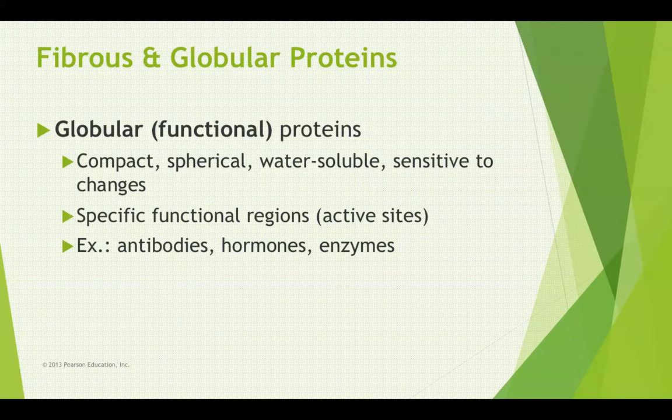Globular proteins, I always think of a little glob shape. They look like spherical proteins. They're very compact, but they actually have a very specific shape to them. So they are water soluble, and they're sensitive to changes in pH and temperature. Specific functional regions on these globular proteins are called active sites, and that's really important for the functioning of these particular proteins. Examples are antibodies, hormones, and enzymes.